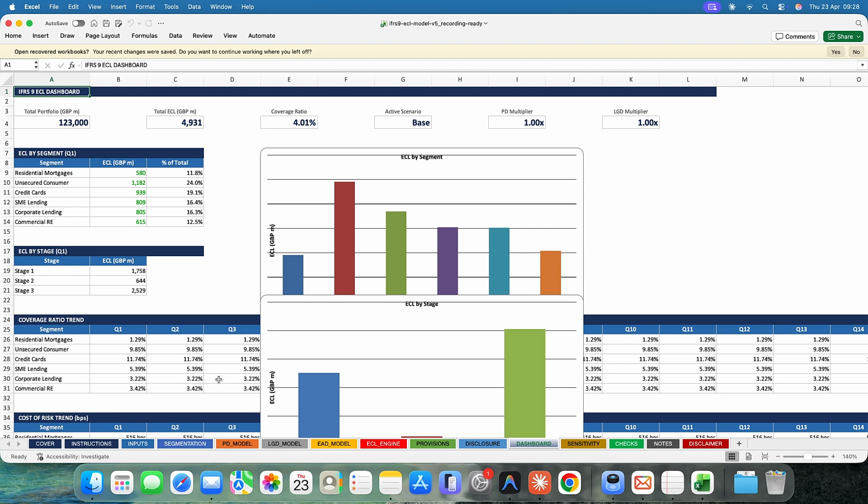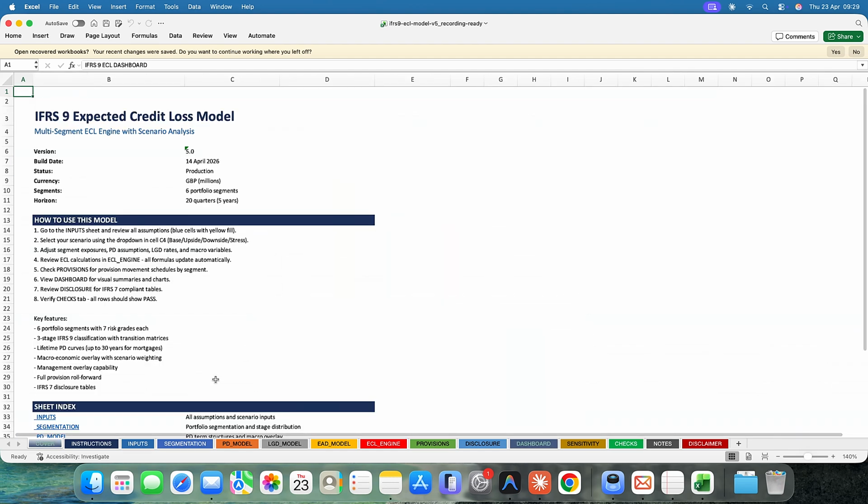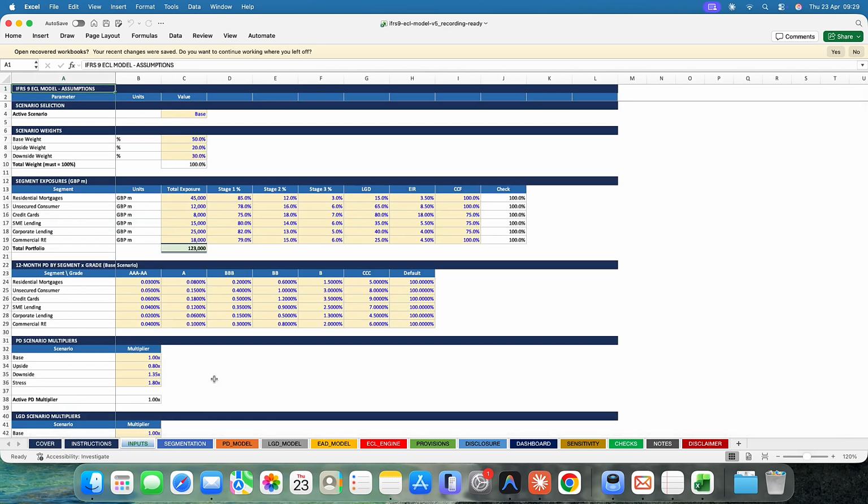This is what a complete ECL calculation looks like in one file. PD, LGD, EAD, staging, ECL engine, provision movement, IFRS 7 disclosures. All integrated, all tied. Let me walk you through it. Every sheet is open. No locked logic, no hidden calibration. Because you're going to need to defend this number to an auditor at some point. And you need to be able to walk through every cell.